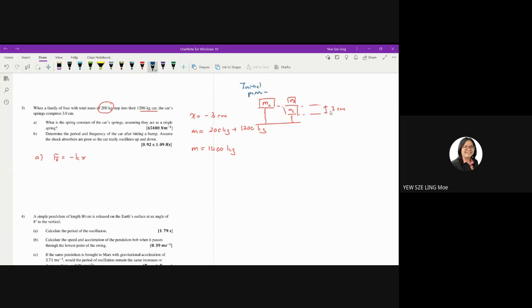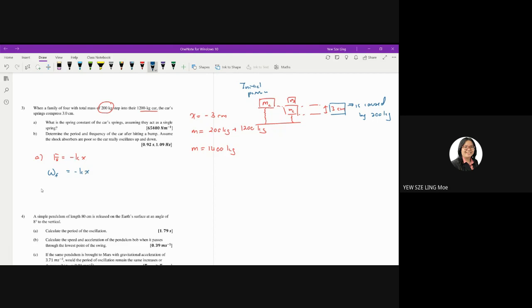And then this is the position after being compressed by 3 cm. This 3 cm is caused by the 200 kg of the family. Therefore, here we want to use the weight of the family. W family equals negative kx.